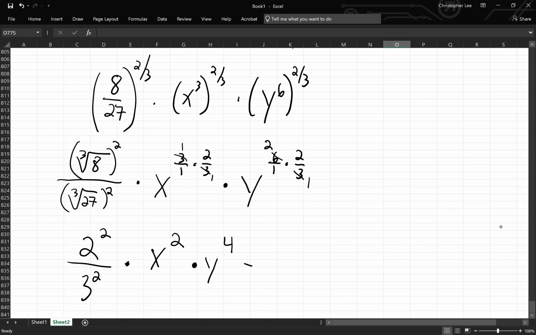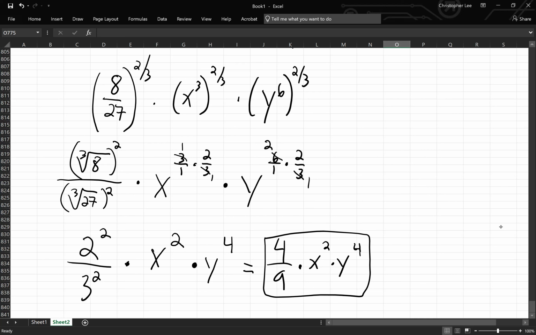Finally, let's finish out our numbers. This is going to be 4 over 9 times x squared times y to the fourth. I will take this answer if you want to give it to me that way. Or if you want to put it together, I'll accept that too. So if you want to tell me that the answer is 4x squared y to the fourth over 9, I'll take this answer as well. Whichever answer you like better.